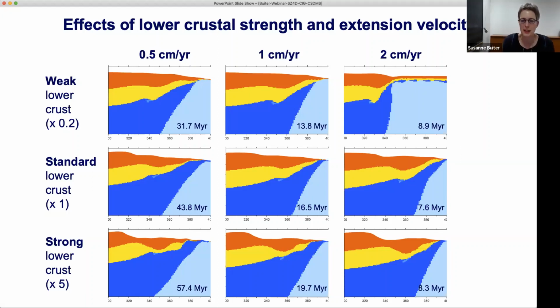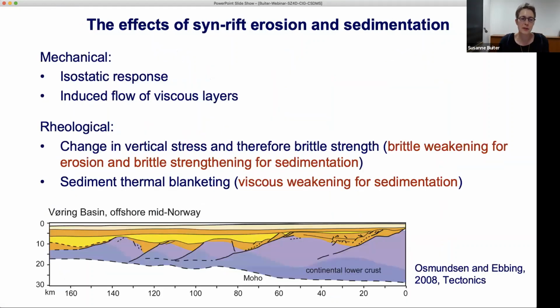But in nature, we actually observe these wide drifted margins quite often. So this indicates that we're missing something. And obviously, I'm going to argue that what we miss are the surface processes. So what are the effects of erosion and sedimentation on the extension system? And this is, of course, my modeler's perspective.